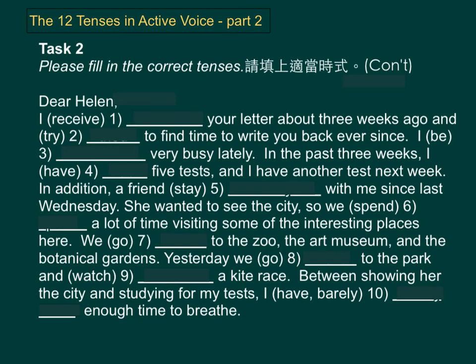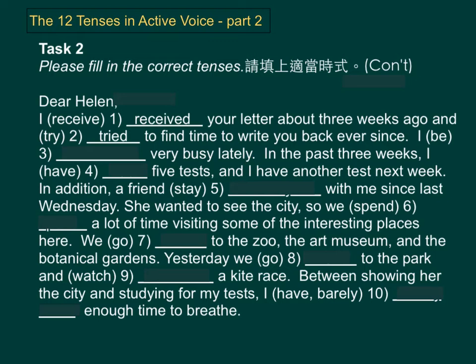Task 2. Please fill in the correct tenses. "Dear Helen, I ___ your letter about 3 weeks ago and ___ to find time to write you back ever since." In the sentence, we know that the time frame is 3 weeks ago, and we are talking about a single point in time. This is why we use simple past tense. I received your letter about 3 weeks ago and tried to find time to write you back ever since.